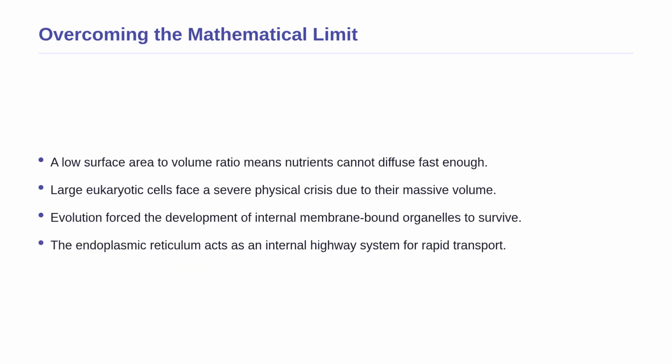So we have proven that as a cell gets bigger, its surface area to volume ratio plummets. This brings us to a critical biological problem. Because the ratio for a large eukaryotic cell is so low, nutrients cannot simply diffuse from the outside to the center fast enough to keep the cell alive. The cell would literally starve.